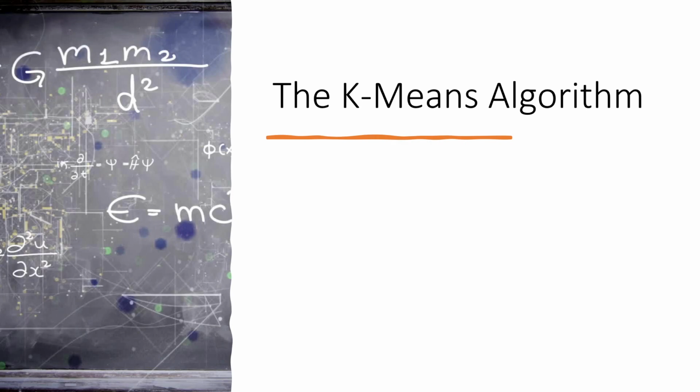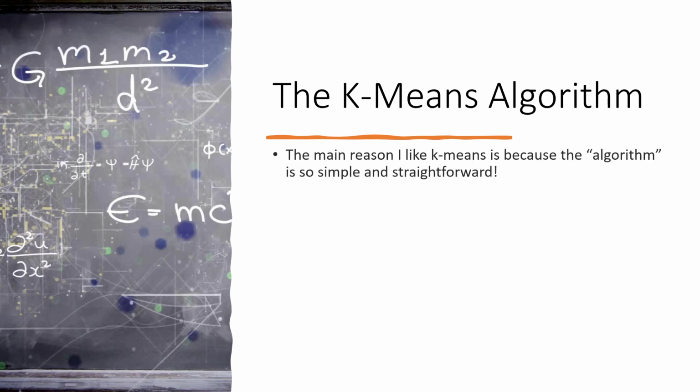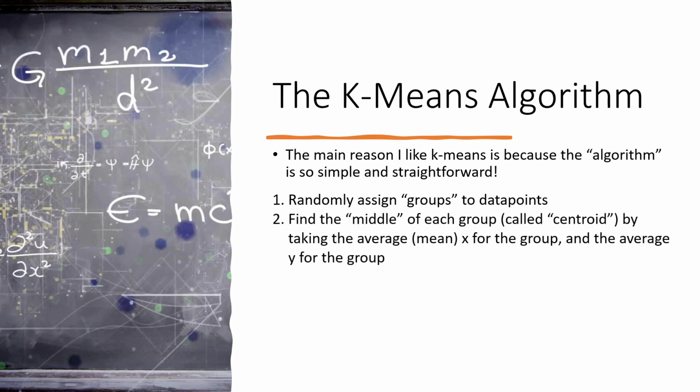All right, so let's talk about the k-means algorithm specifically. The main reason I really like k-means is because the algorithm is very simple and straightforward. Ultimately, we randomly assign groups to data points. We then find the middle of each group, which is called the centroid. And by the middle, I mean that we take the mean of the x values in that group and the mean of the y values in that group.